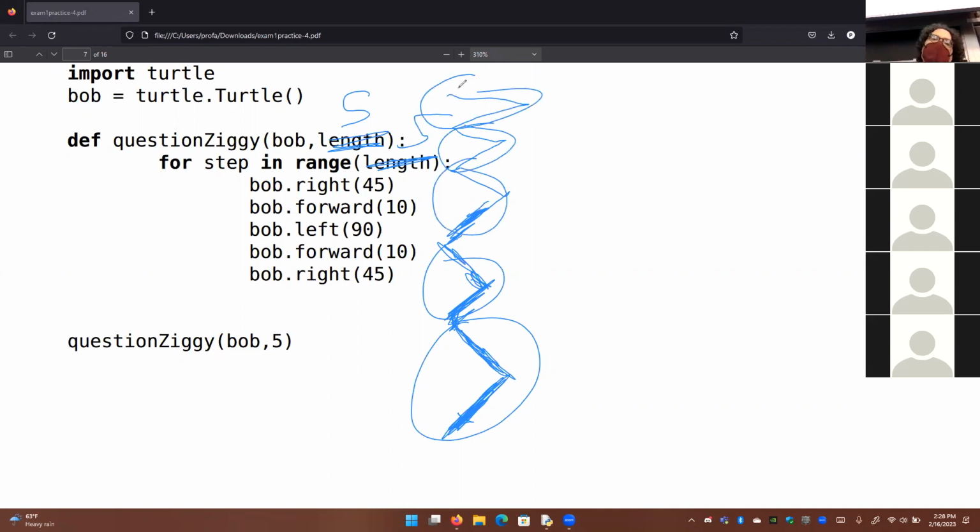Does it have to be to scale? No. Would I accept this as an answer? Yes, as messy as it is. Make sense?